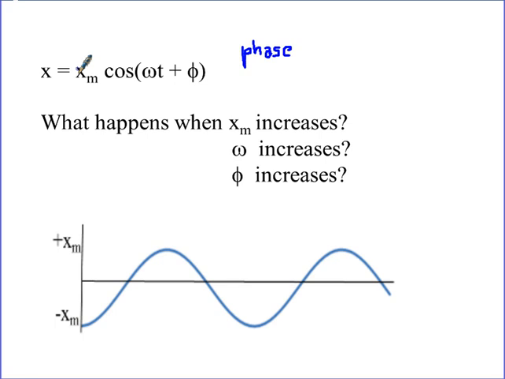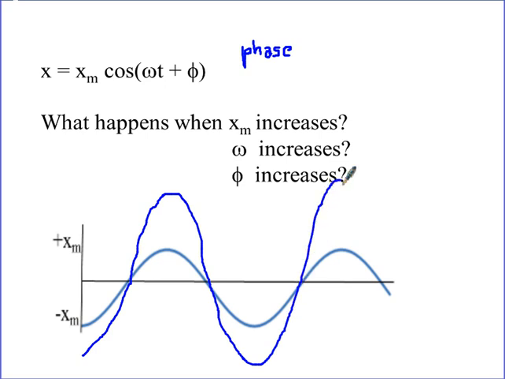If you make x m bigger, what is that doing? And the people respond, you are making the amplitude bigger, so this curve would just come to look like this. It would still continue with the same angular frequency and the same phase constant. Let's get rid of that.